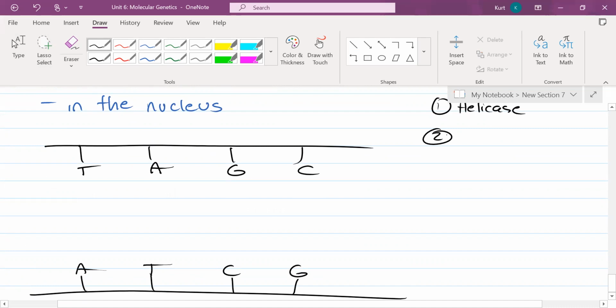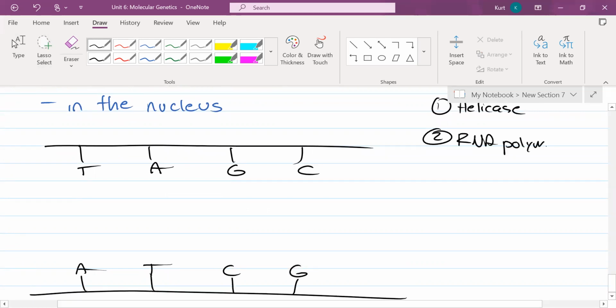What enzyme creates RNA based on the DNA? Do you know that one? What enzyme will read the DNA template and produce an RNA complement? Which one? RNA polymerase. That is correct.